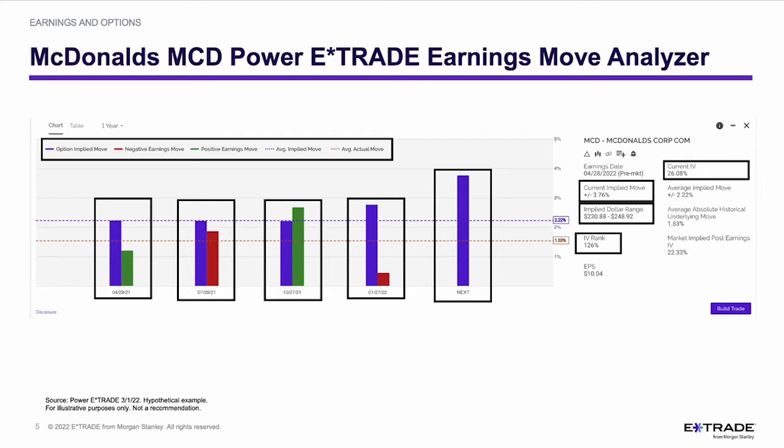So kind of giving me an idea. I know we're at the high end, but the current implied volatility, remember, when it's at the high end, we expect that it's going to at least revert to the mean. In this case, it's 26.08.